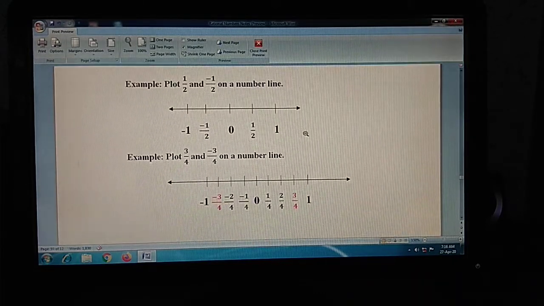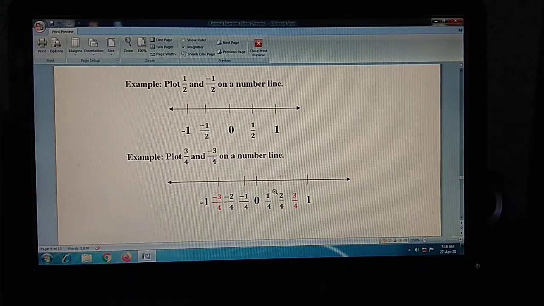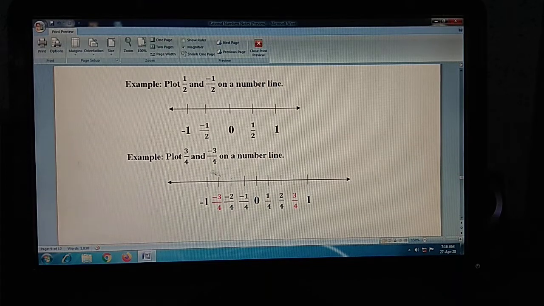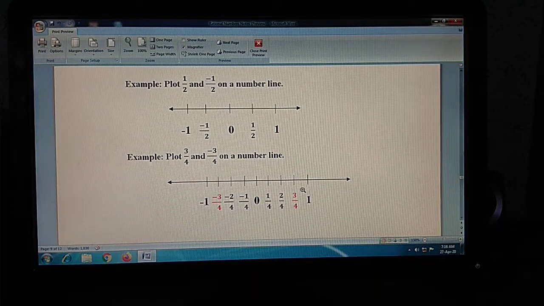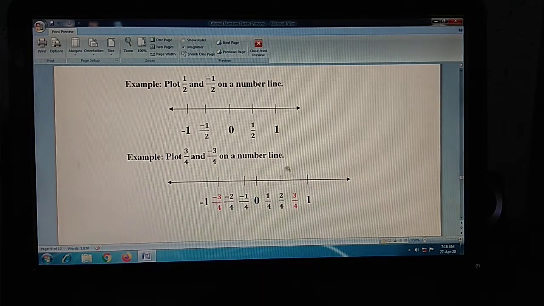Now this will be much more clear with the next example, 3 by 4 and minus 3 by 4. This also will lie between 0 and 1 and 0 and minus 1. So let us see first 3 by 4. We have to divide it into 4 equal halves. 1, 2, 3, 4. Now it is written as 3. So it will be 1, 2, 3. So it will lie here, 3 by 4. Similarly on the left side also it will be here.